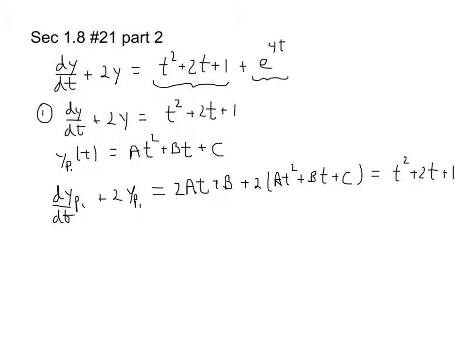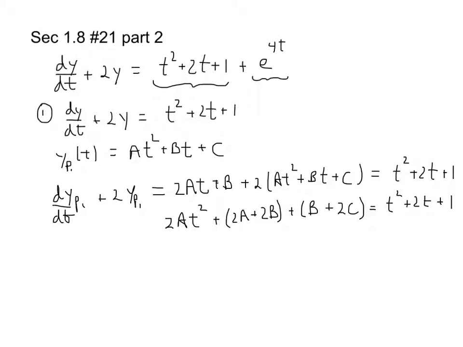We group like terms. There's only one t squared term. There are two t terms: a t term with a 2a coefficient and a t term with a 2b coefficient. And there are two constant terms: the constant term b and the constant term 2c. And again, that's supposed to equal t squared plus 2t plus 1.